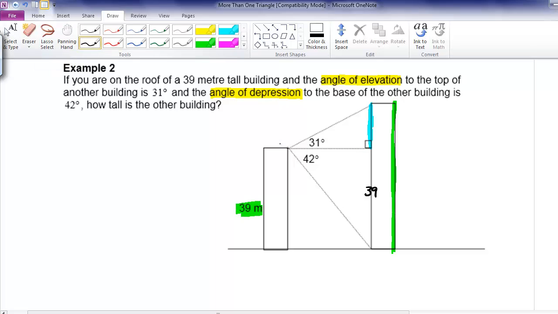The next thing we really want to do is label our triangles. So I'm going to label this A, B, C, D. So now I can talk about the two triangles. So again, what we see here is two triangles. We see the top triangle, triangle ABC, has one piece of information. Triangle ACD has two pieces of information.